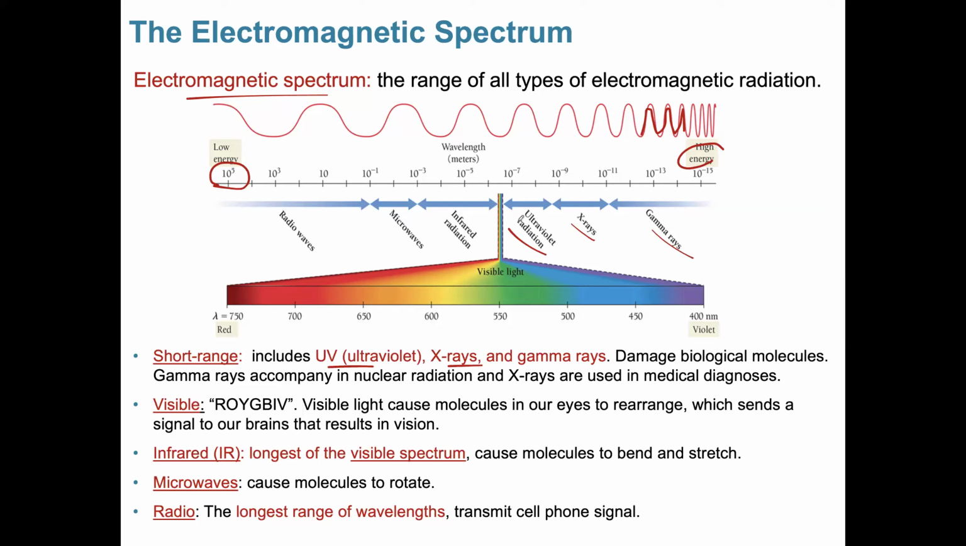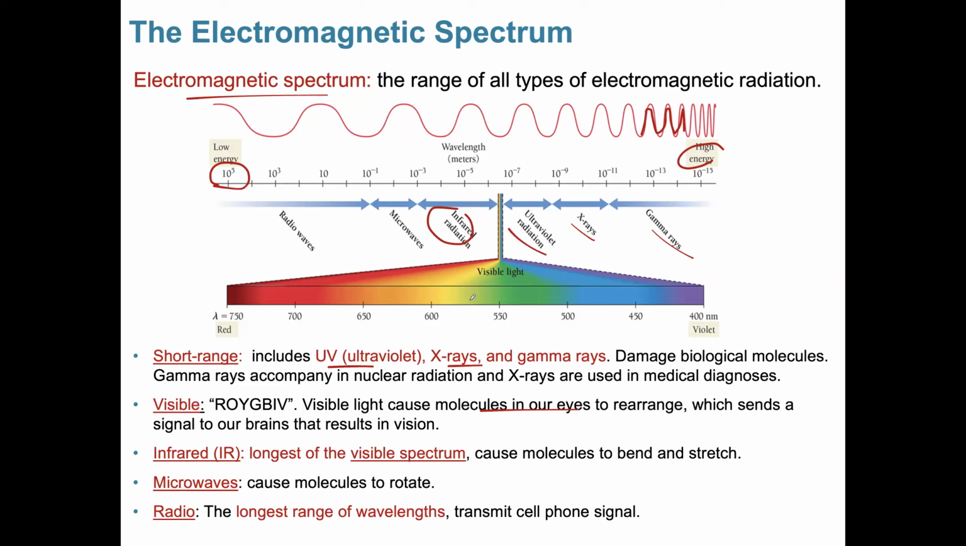Now, right next to the ultraviolet radiation is the visible light, which is the colors we see. Visible light has enough energy to cause the molecules in our eyes to rearrange. And that's why human eyes have adapted and evolved to see the most intense radiation on Earth. This sends a signal to our brain, which results in the colors we see, which is vision. And then right next to the red light is the infrared radiation. It has longer wavelengths than the visible spectrum. It can cause molecules to bend and stretch.